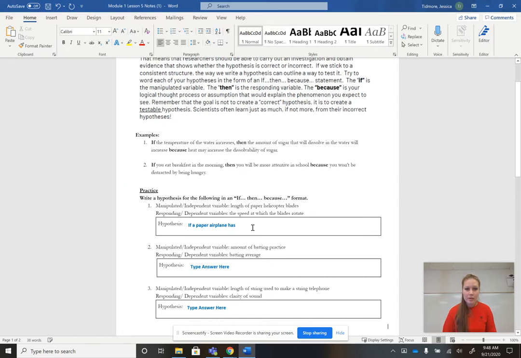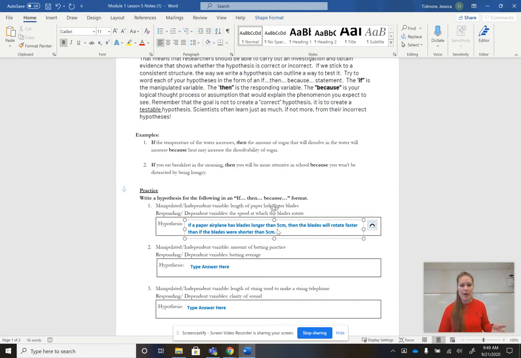So I could say if a paper airplane has blades longer than 5 centimeters, then the blades will rotate faster than if the blades were shorter than 5 centimeters. There we go. So I've included my independent and my dependent variable.